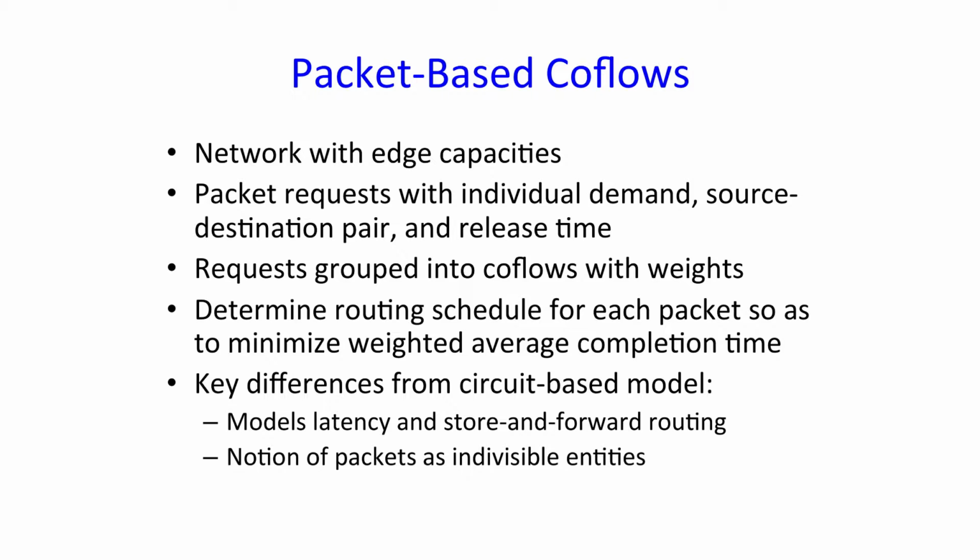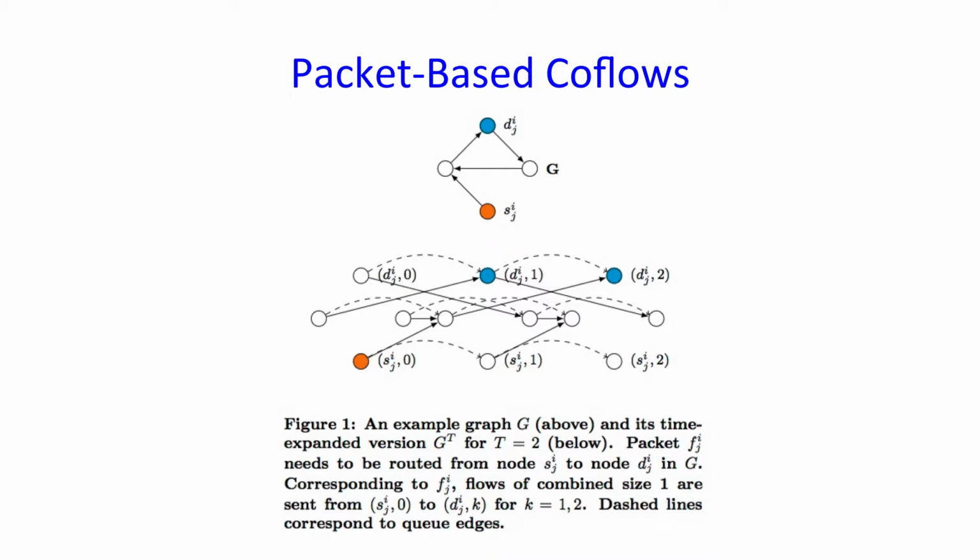So which packet should be sent when and where, to minimize weighted average completion time. The key difference is we are focusing on latency here. Of course, within an edge, the link is being shared, so there is bandwidth sharing there. And the other difference is we are talking about packets as indivisible entities. We are not further dividing packets down into smaller pieces. And so you can also do an interval-based expansion here. This illustrates one example. I'm not going to go over it.